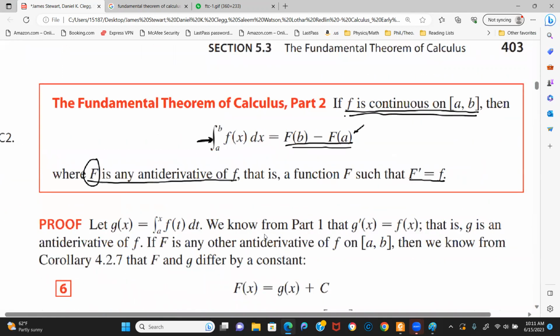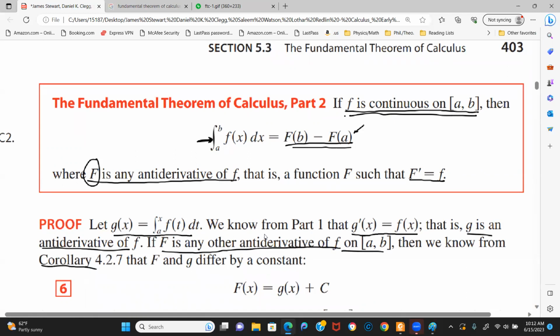Anyways, here's how the proof goes. So define g of x to be this. When you differentiate g, it's going to give you f. That's to say that g is an antiderivative. This is the first part of the fundamental theorem of calculus, the one that required most of the work. Now let's take capital F to be any other antiderivative of f on this interval. We know lots of them exist. In fact, we know exactly what they look like.